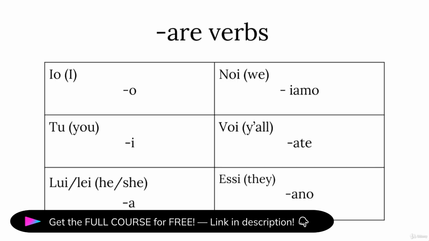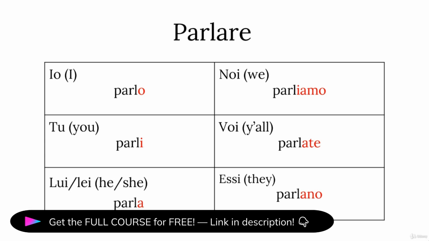Okay? Let's start with the verbs that end with are. So this table is a little bit a review of the desinences that you need to attach to the verb root. So do you remember them? O, i, a, iamo, ate, ano. For the verbs belonging to the first group. So the group that ends with are. Okay? First example, parlare, to speak or to talk.